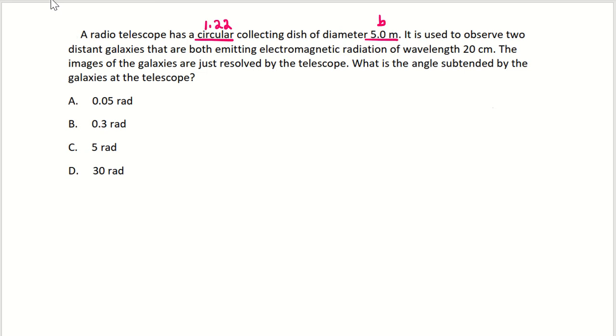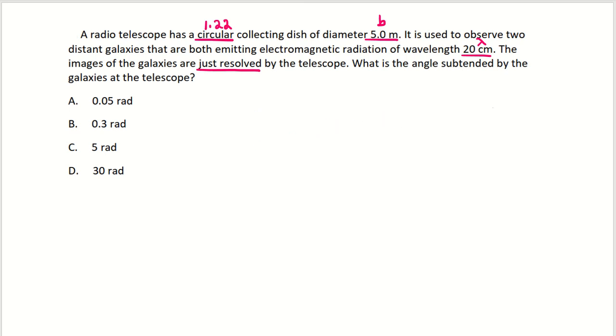It is used to observe two distant galaxies that are both emitting electromagnetic radiation of wavelength. So this is the wavelength. The images of the galaxies are just resolved. When he says just resolved, it means that if these are the two galaxies, then the angle subtended from the galaxy toward the telescope here, this angle, is equal to the critical angle. So here he's asking for the angle subtended by the galaxies at the telescope.